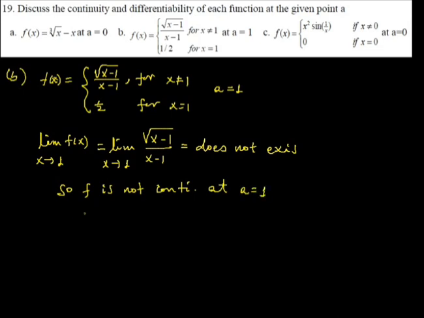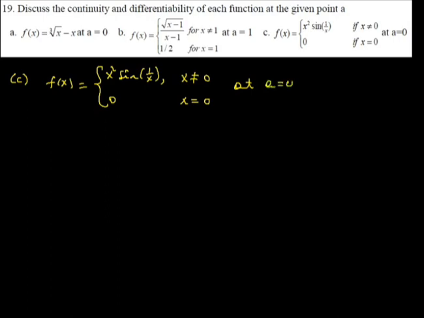By the way, if the function is not continuous, it will not be differentiable at that point. This implies f is not differentiable at A equals 1. If the function is not continuous, it will not be differentiable, but it doesn't mean that every continuous function is differentiable. So this is the answer for the B part.